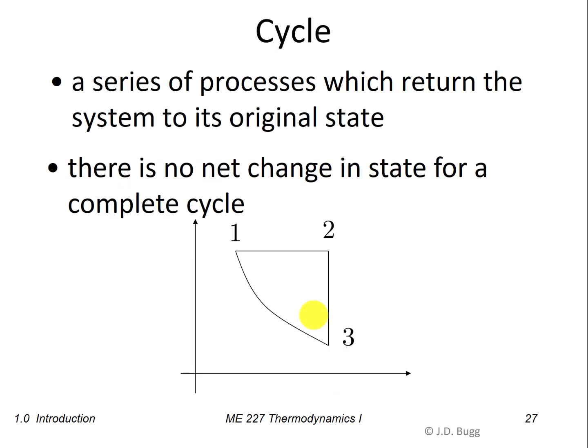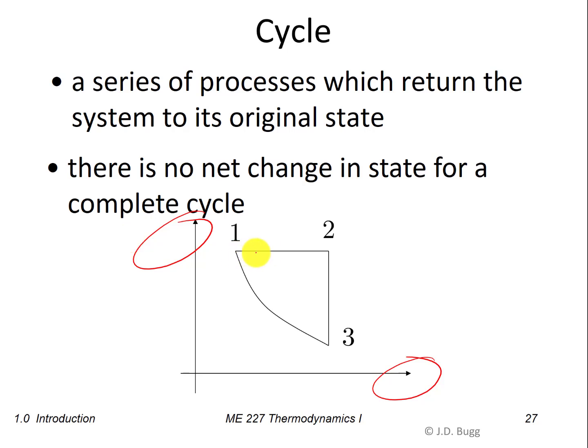A cycle is a series of processes that return the system to its original state. So the little illustration we have here, again, I haven't labeled the axes because it could be anything. There are 3 processes here that form a cycle.